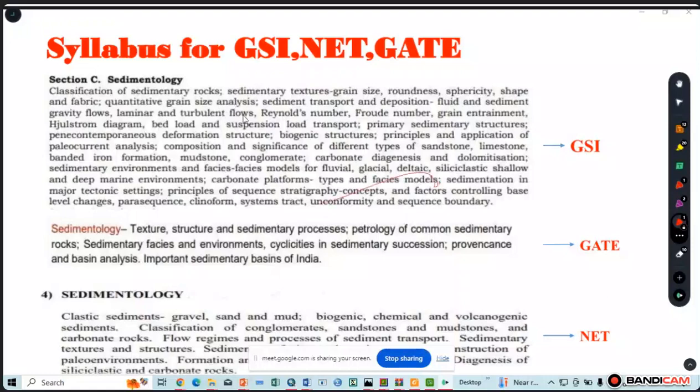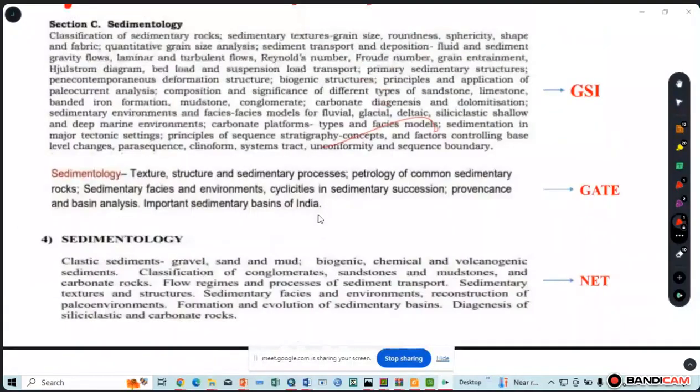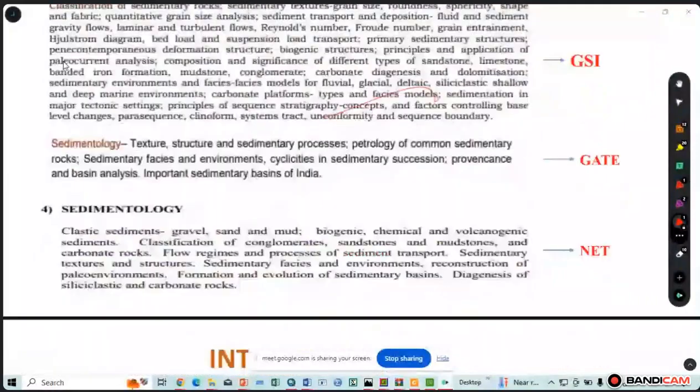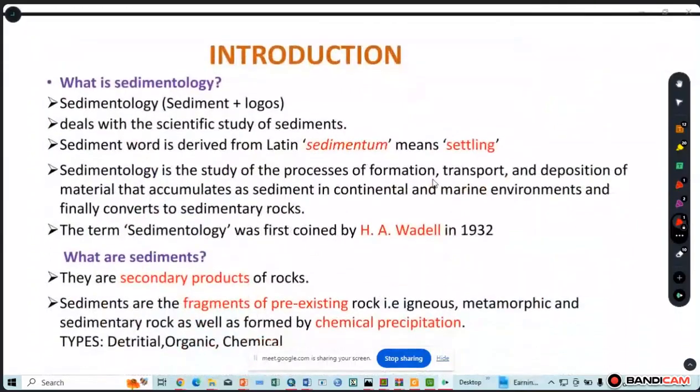After that, in the GATE syllabus, you can find texture, structure, and sedimentary processes. In the NET syllabus, you see classification of the sedimentary rock. These three syllabi are correlated, and we are covering all of them. The GATE syllabus is very short, but generally we cover the GSI, GATE, and NET syllabus.